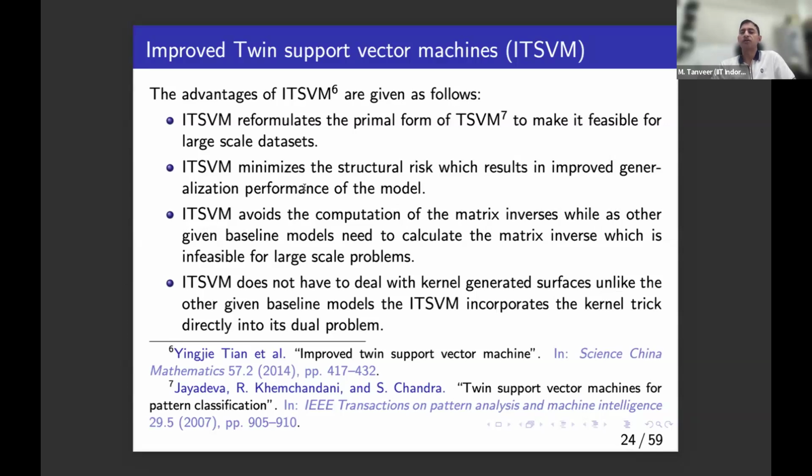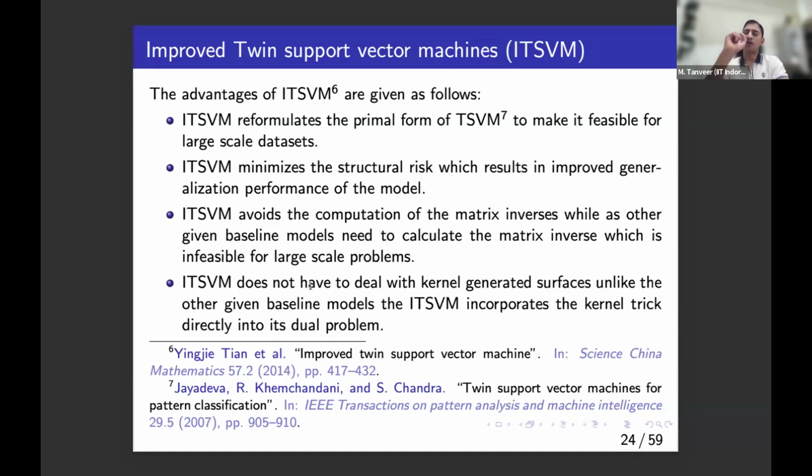So it will help us to implement the algorithm for large scale data. Now, another very important property is that it doesn't need to deal with the kernel generated surfaces. If you look at pin support vector machines for the kernel non-linear algorithm, this is not the same as just replacing it with a non-linear kernel. That's why it is mentioned that it is directly on the lines of SVM that incorporate the kernel trick directly into the dual problem.